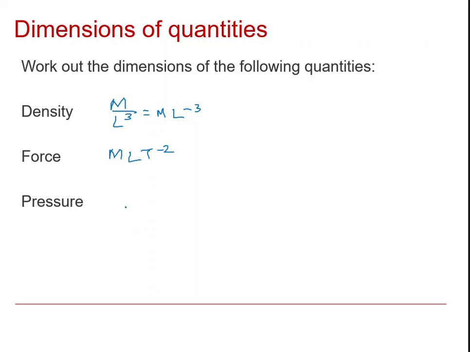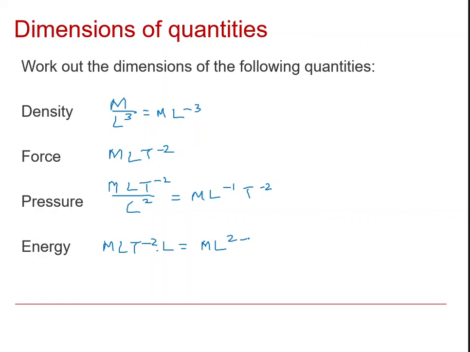What about pressure? Pressure is force over area, so that's MLT^-2 for force divided by L squared for area. So we end up with ML^-1T^-2. And energy: work done is change in energy, so we want force times distance moved for the work, so that's MLT^-2 times L, which is ML^2T^-2. You could get that alternatively by thinking of the expression for kinetic energy, which is a half mv squared. A half is dimensionless, so you'd have M and then LT^-1 for velocity squared, which again is ML^2T^-2.